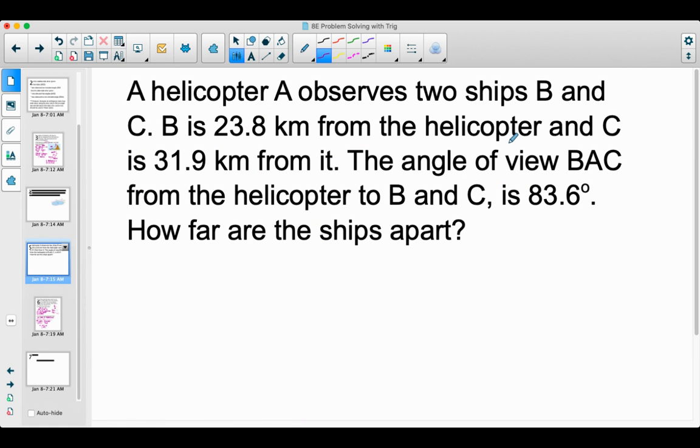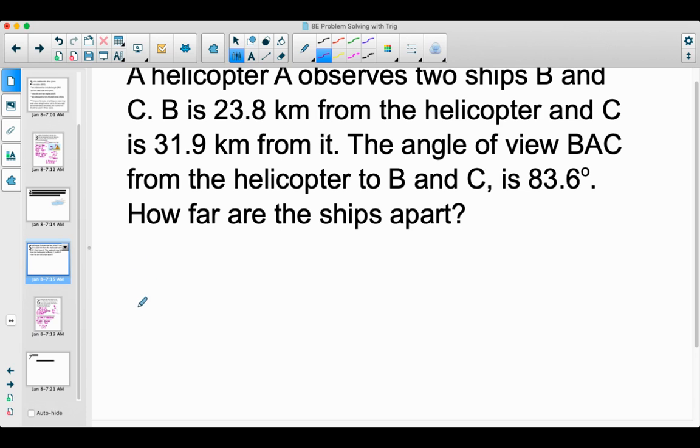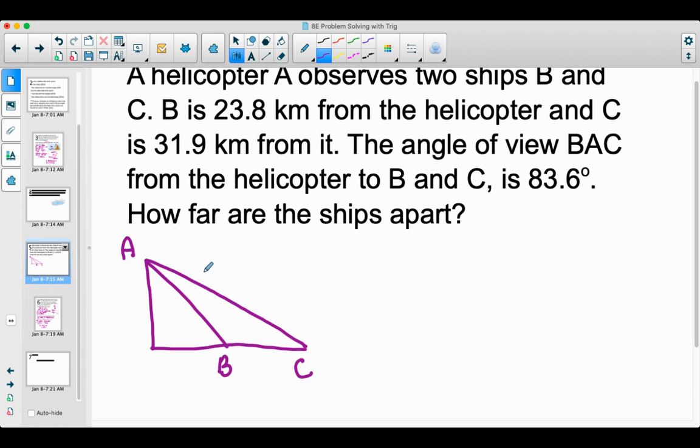So here we have a problem where there is no diagram given. It says a helicopter A observes two ships B and C. B is 23.8 kilometers from the helicopter, and C is 31.9. So if we think about this, here is A, the helicopter, it's up in the air. And then here is ship B, and here is ship C. So from the helicopter to B and the helicopter to C, those are your two distances.